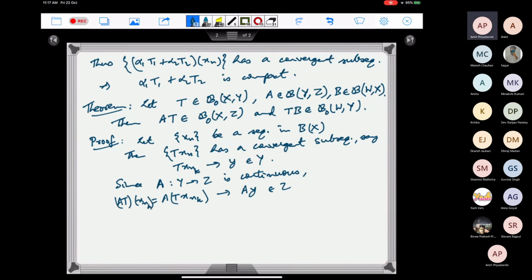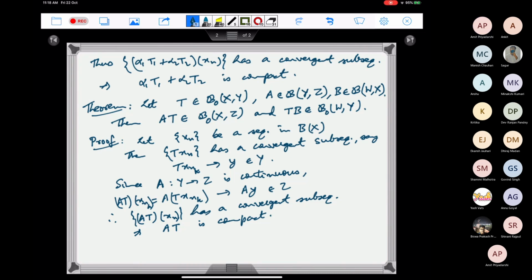So this says that AT of this sequence x_n has a convergent subsequence. Therefore, AT of x_n has a convergent subsequence, which implies that AT is compact. And similarly, the other one, T times B.